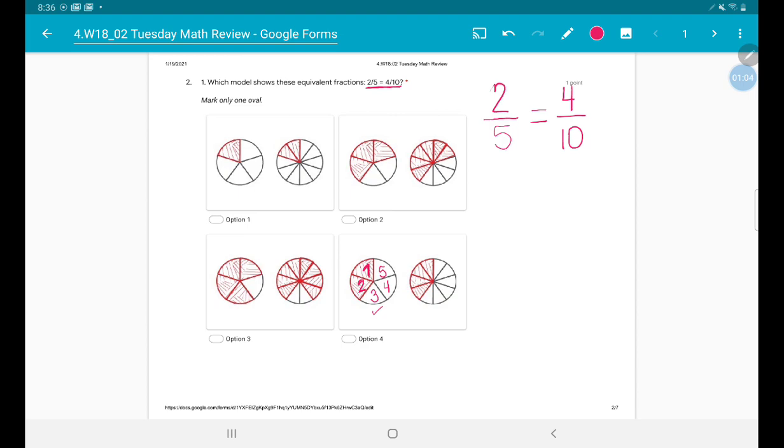I need to make sure that the second model in option four has 4/10 size pieces shaded. There's one, two, three, four pieces shaded. Five, six, seven, eight, nine, 10 pieces in the whole. So that represents 4/10. And I can look at the shaded amount and see that those are equal. I have equal size wholes and an equal amount shaded.